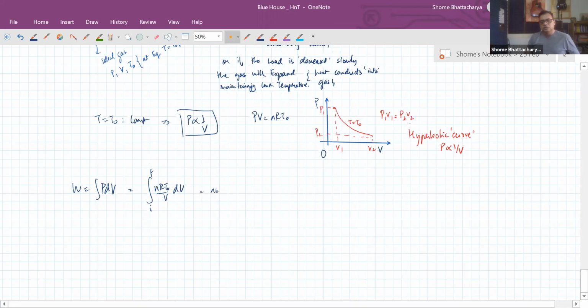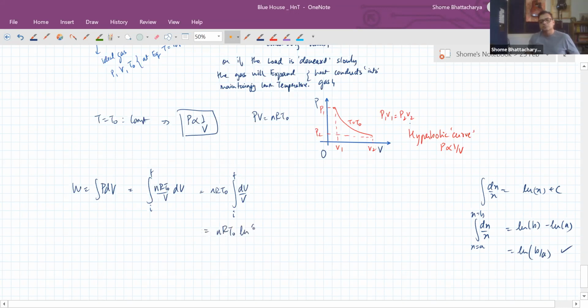So anyway, in this integration, nRT naught is constant, so we have that logarithmic integration. You know that integration of dx by x is ln x plus c. So integration of dx by x from x equal to a to x equal to b becomes ln b minus ln a, which becomes natural log of b by a. So we are using this result here. So this is the work done by the gas. This is the formula for work done.